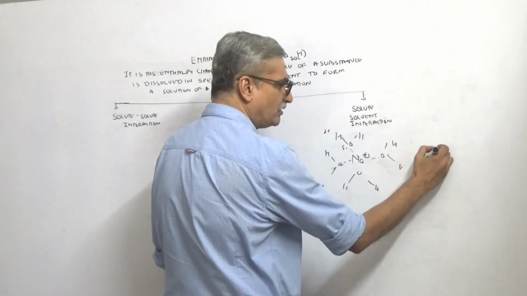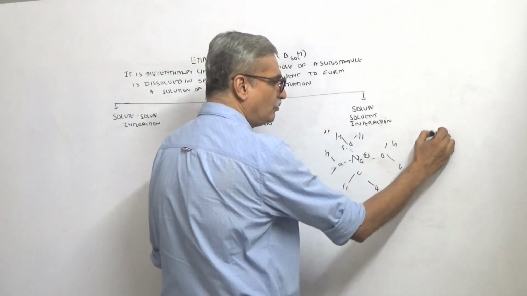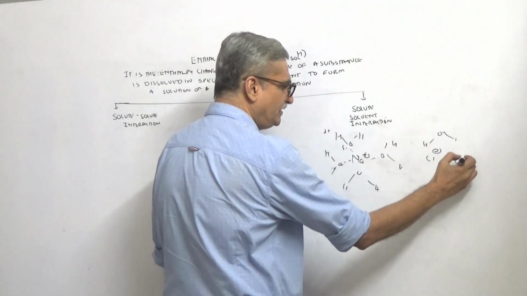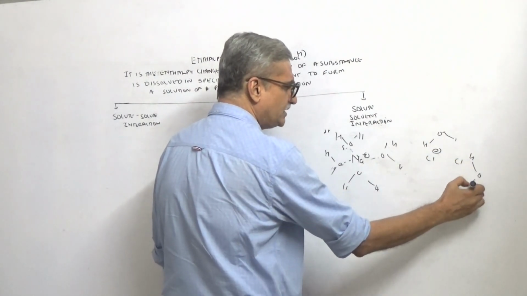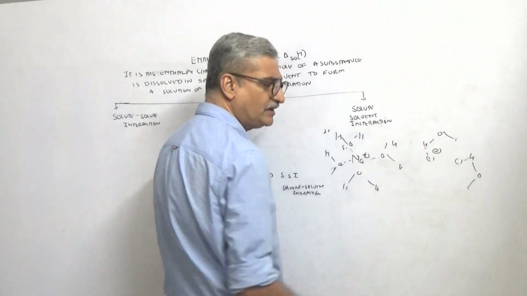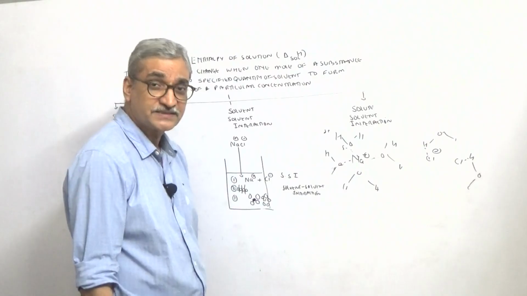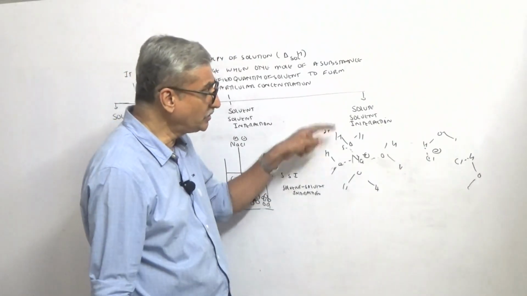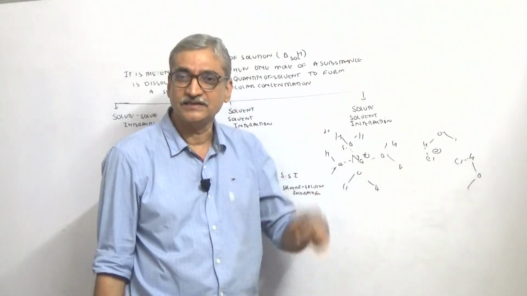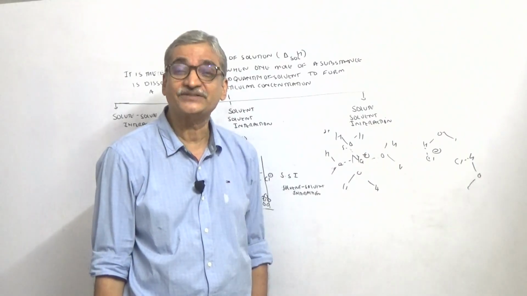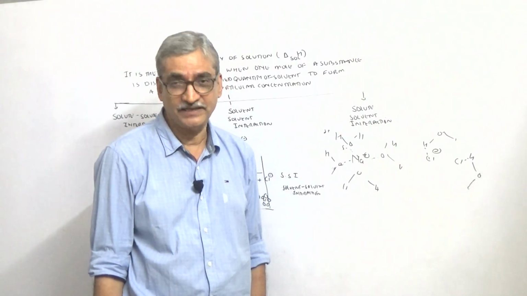Same way with chloride, what is going to happen? HOH. Then we have HOH. So there is going to be a bond between chloride and H of the water. So this is a solute solvent interaction and it's called as hydration.